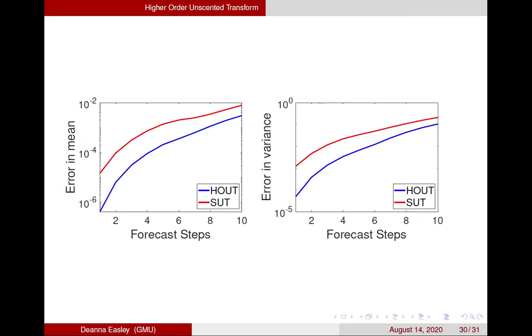So applying this to the Lorenz dynamics, these are the prediction errors that we get once we compare our transform in blue to the standard unscented transform in red. And note here that the higher order unscented ensemble provides improved estimates of the mean and covariance.